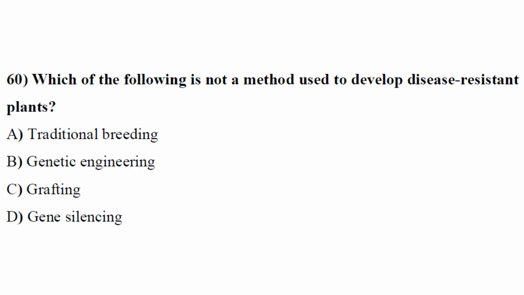60. Which of the following is not a method used to develop disease-resistant plants? A. Traditional breeding. B. Genetic engineering. C. Grafting. D. Gene silencing. Answer: C. Grafting.